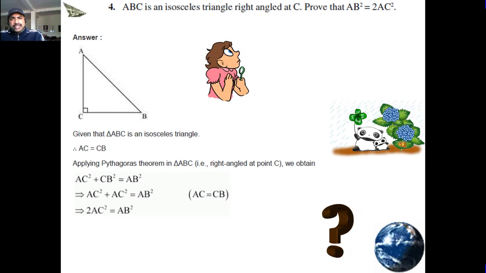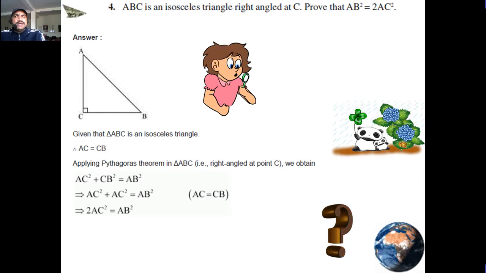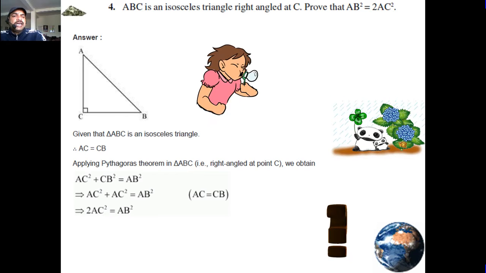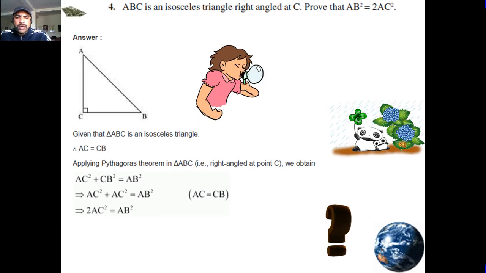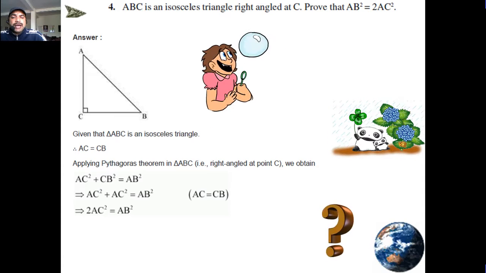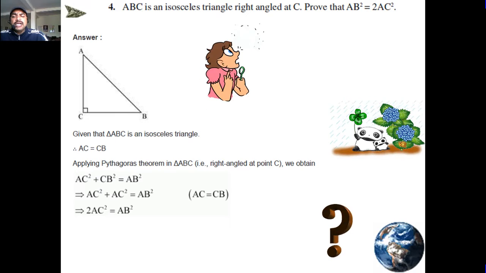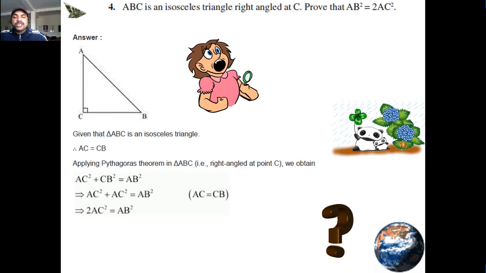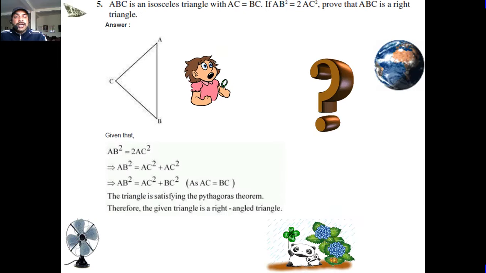into DC. Now students, here is the fourth question: ABC is an isosceles triangle, right angled at C. Prove that AB square is equal to 2AC square. Answer: given ABC is an isosceles triangle, AC equal to CB. Applying the Pythagoras theorem in triangle ABC, AC square plus CB square is equal to AB square. AC square plus AC square is equal to AB square. 2AC square is equal to AB square.